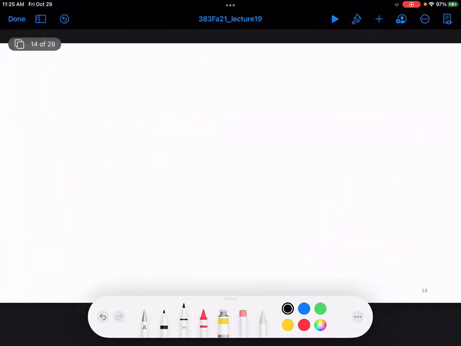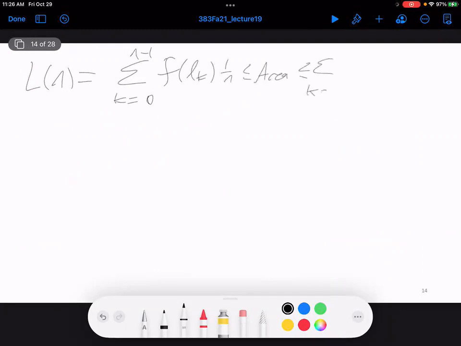So we'll call the lowest sum L_n, which is the sum as k goes from, well, let's do 0 to n minus 1, of f(l_k) times 1 over n, less than or equal to the area, less than or equal to the sum as k goes from 0 to n minus 1 of f(u_k) times 1 over n, which is the upper sum U_n.